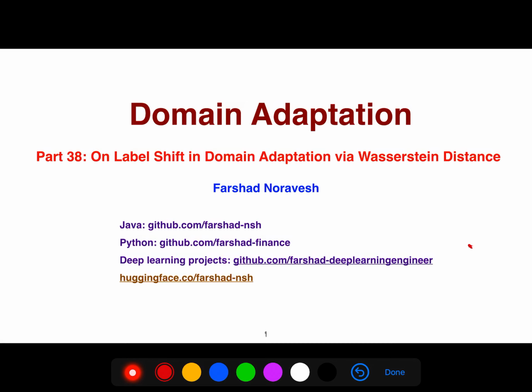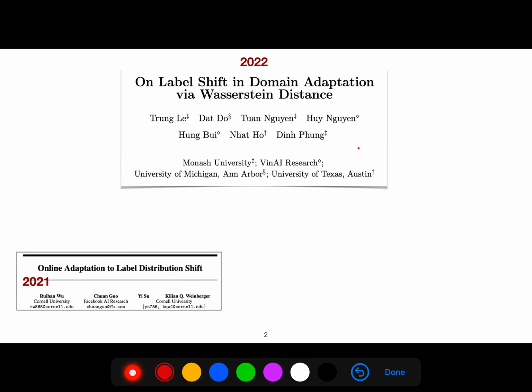In this video, I'm going to be explaining another important article about domain adaptation, but this time the measure of domain shift is not maximum mean discrepancy. We are not using an adversarial approach. We are just using Wasserstein distance, just like the previous video. This paper is from 2022.